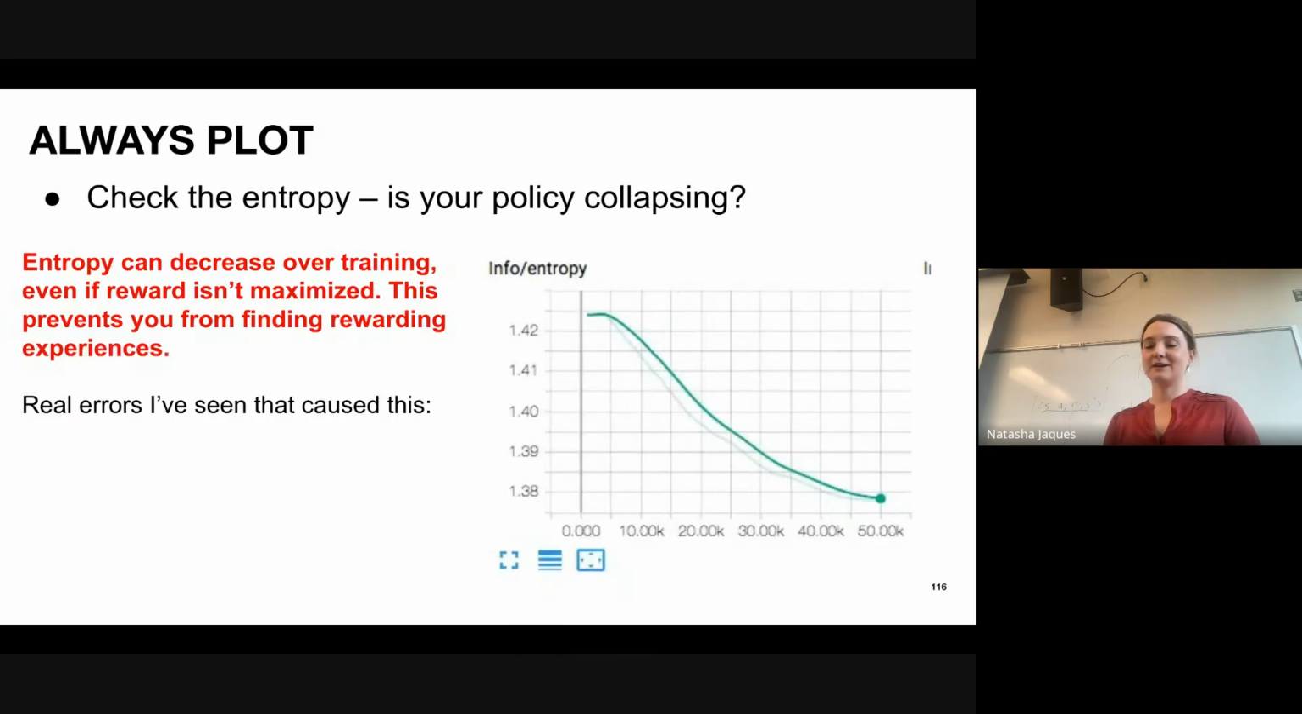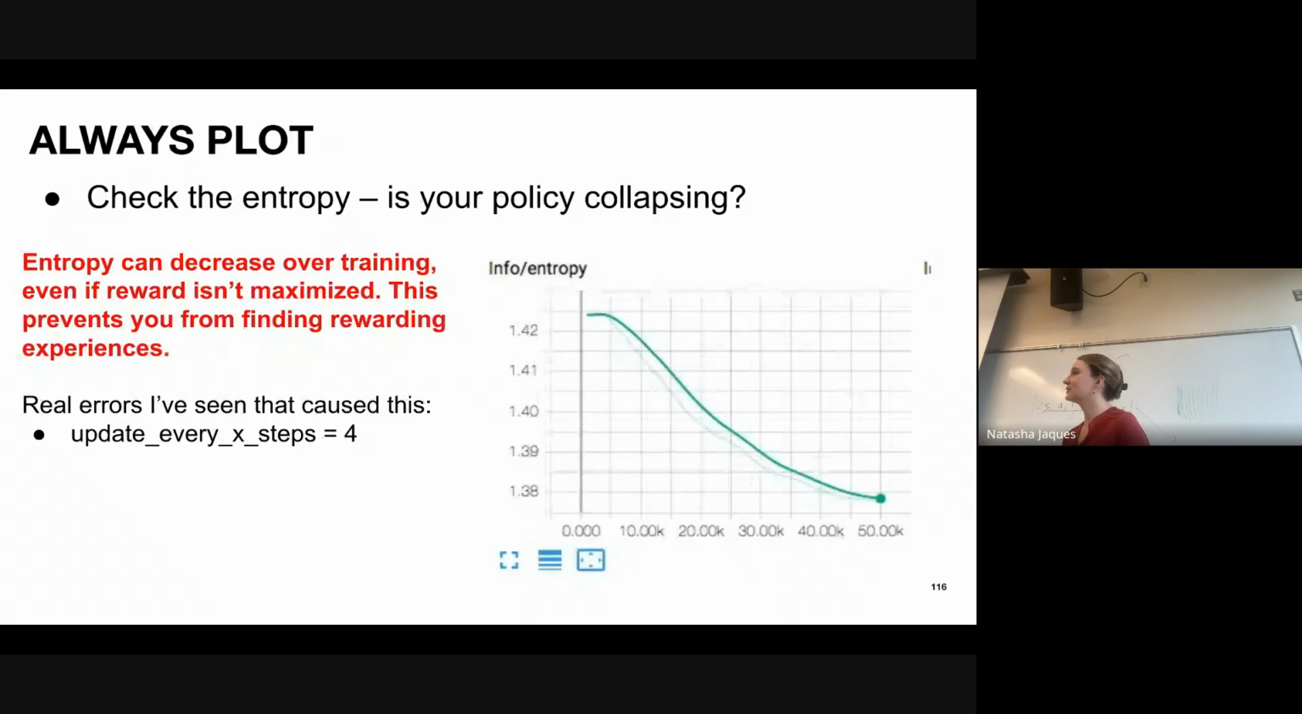Here are real errors I've seen that have caused this. Update every x steps equals 4. What do you think that means? Any guesses what that hyperparameter is doing? Okay, it could be the target network. That's a good guess. In this case, it was actually how often you update your policy, like do your RL step. What do you think this means? Why is this a bug? Ignore 3 out of 4 of its training steps. Okay, that could make sense.